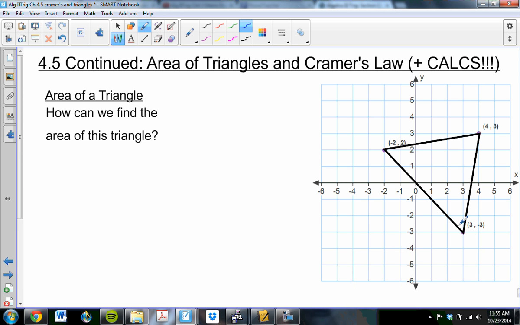Here's a triangle with 3 coordinates and vertices. Finding the area of this triangle would be doable, but a bit of a pain. We could find the distance along here using the distance formula. Then we'd want to find this height, and then have to find that height.